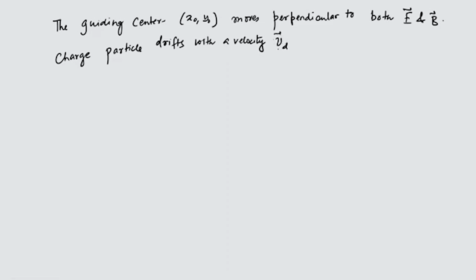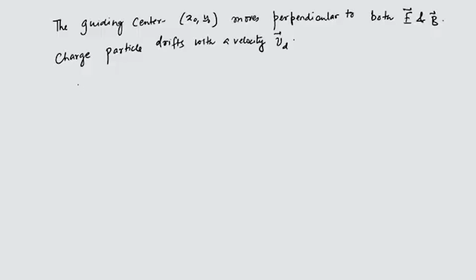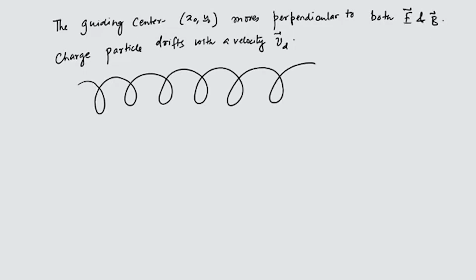The reason that I am writing this is that there is another component of velocity, or rather another contribution to the velocity, which we also will have to worry about. Now because the guiding center moves in a direction which is perpendicular to both E and B, the charged particle has to drift, and this drifting actually is represented like this, and so on. Okay. So the drift actually happens in this direction.